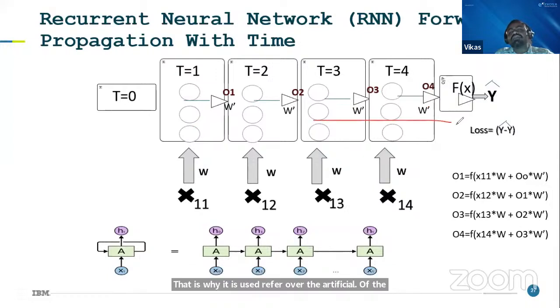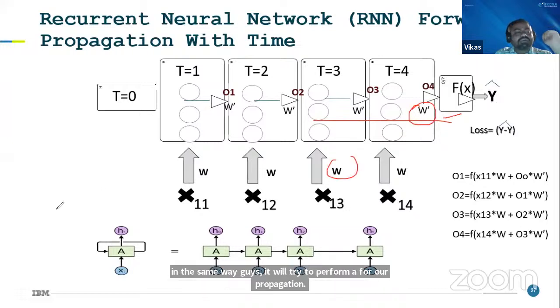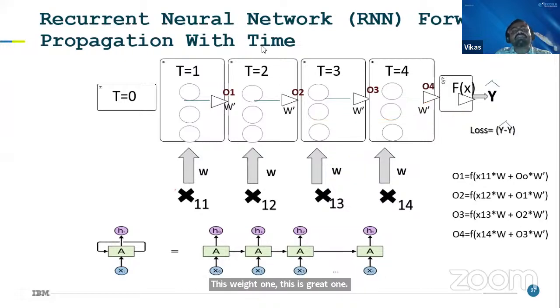In the same way, guys, it will perform forward propagation. In back propagation, it will try to update both the weights, this weight 1 and this weight 1, weight 1, 2. Okay. So let me show you the same thing. Every architecture, everything will be the same, guys.